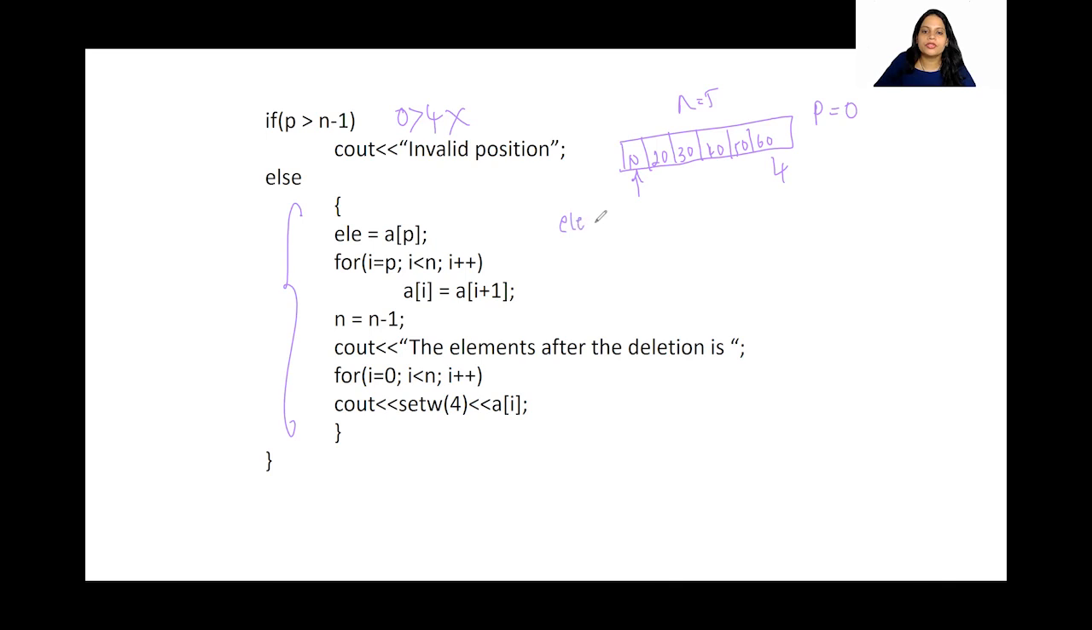Initially, I'm going to store the element value that is A of P. The position is 0, so 10 I'm going to store over here. Now next, the for loop. First it is going to be I is equal to 0, isn't it? Then we are checking this is n minus 1, so whether I is less than n minus 1. So 0 is less than 4, isn't it? This is true. So what I'm going to do now, A of 0 is equal to A of 1.